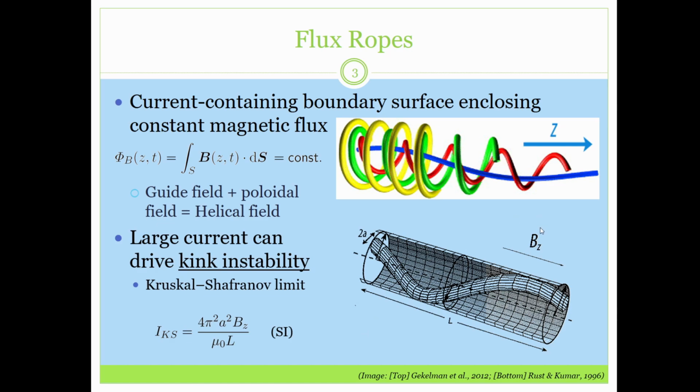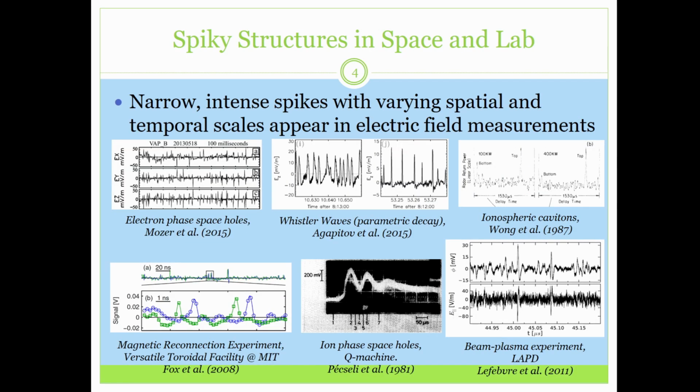the background guide field. So I'd like to show you some spiky structures which occur naturally in space observations as well as in laboratory measurements. Even though these structures have narrow intense spikes which occur in electric field measurements, they all have different physics with varying spatial structures and temporal timescales. I won't have time to go into detail into all of them, so if you're interested, you can check out the references here and at the end of the presentation.